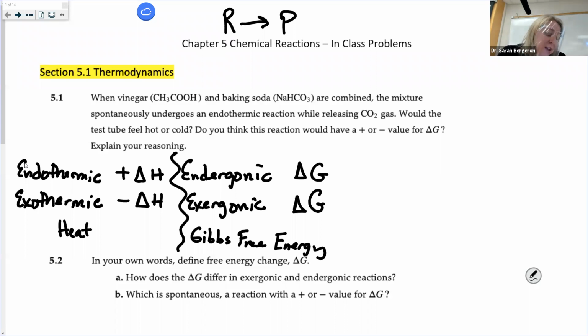So we're again going to look at that delta symbol, that change in energy. So if something is endergonic, what do you think the sign is going to be on delta G? Positive. If something is exergonic, what's the sign going to be? Negative. Okay.